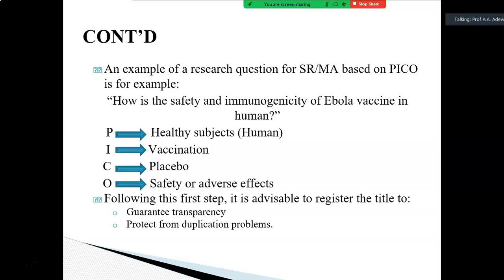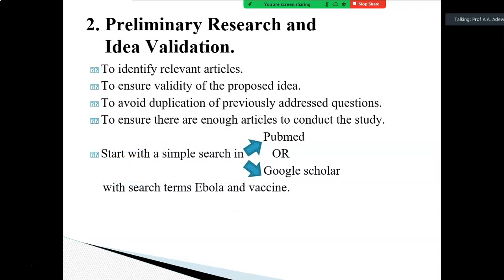Following this first step, it is advisable to register the title to guarantee transparency and protect from duplication problems. If we don't register our title at this stage, it is possible that somebody else may be working on this same topic. And of course, if that person registered before us, that means that we cannot go ahead and do that systematic review anymore. So the next step in systematic review is preliminary research and idea validation.